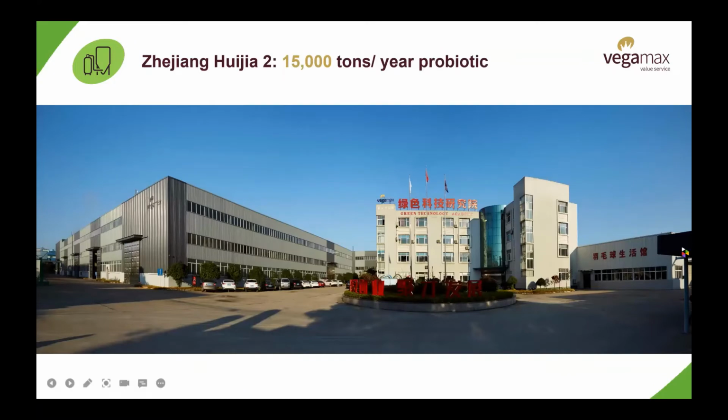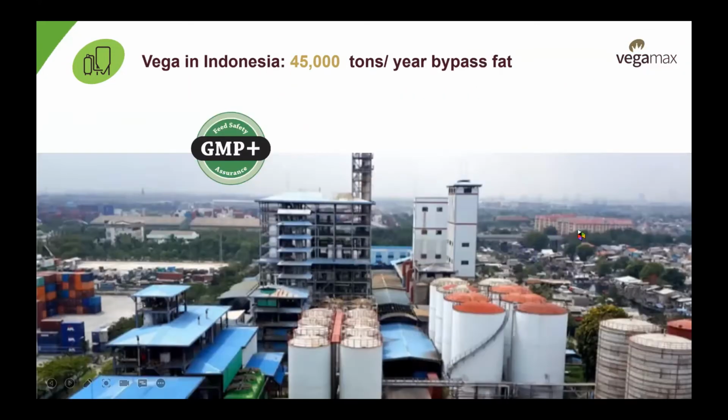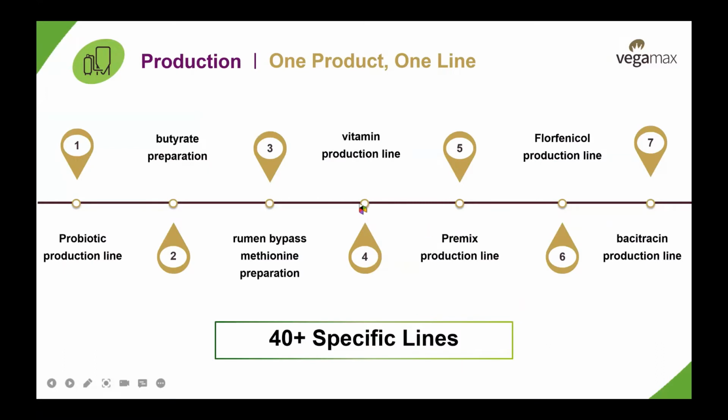This is a picture from our probiotic factory. And this is our feed additives and veterinary premix factory. This is the factory in Indonesia, mainly for palmitic acid. We now have more than 40 specific lines for different products, and each line is dedicated to one series of products, which lowers the production cost and enhances the production efficiency.